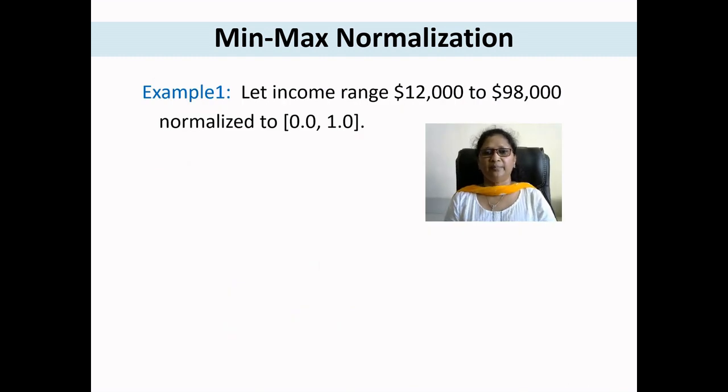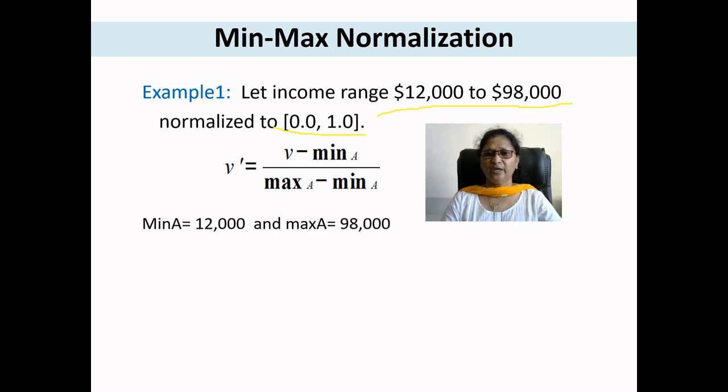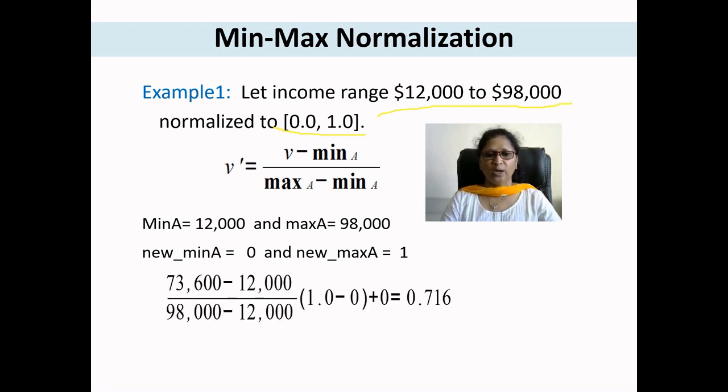So let's solve one example for min-max normalization. We are given a range from $12,000 to $98,000 and the new range to which the attribute is to be normalized lies between 0 to 1. From this, using our formula, we can compute a new value for a given attribute value. So our minimum for the earlier range is $12,000 and max is $98,000. New minimum is 0 and new max is 1.